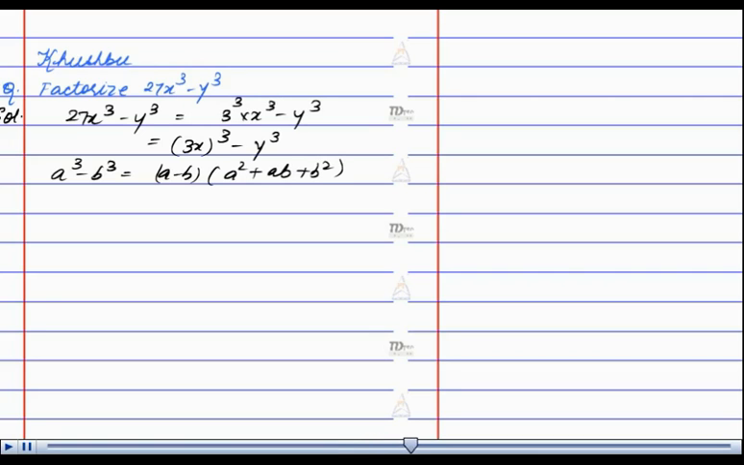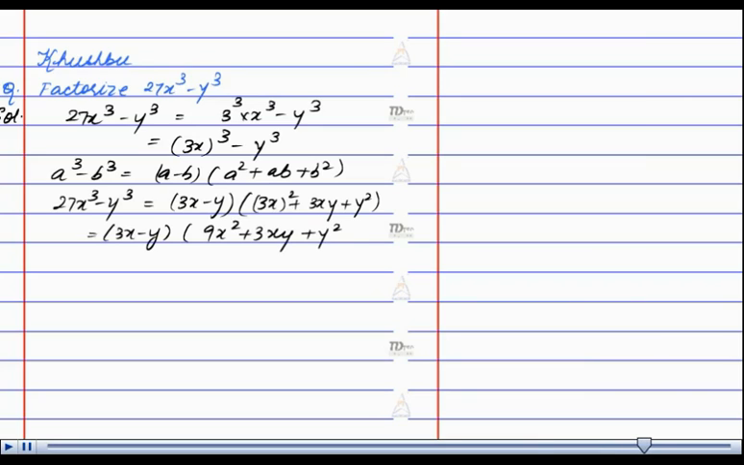Therefore, 27x cube minus y cube becomes 3x minus y into 3x whole square plus 3xy plus y square, that is 3x minus y into 9x square plus 3xy plus y square. This is the required factorization.